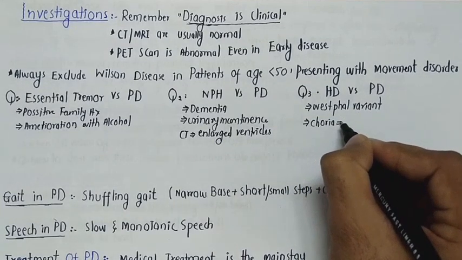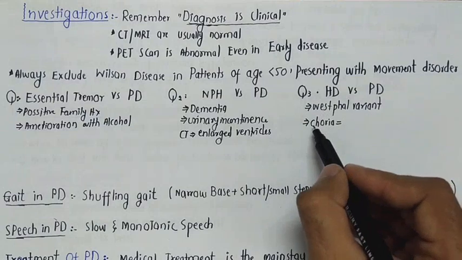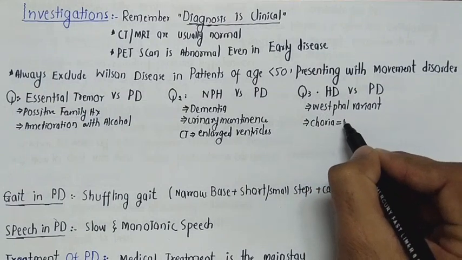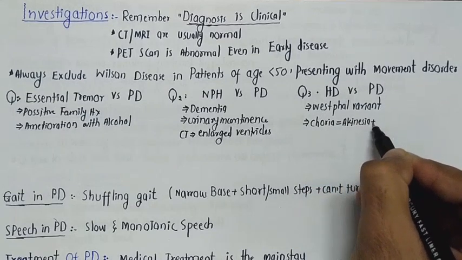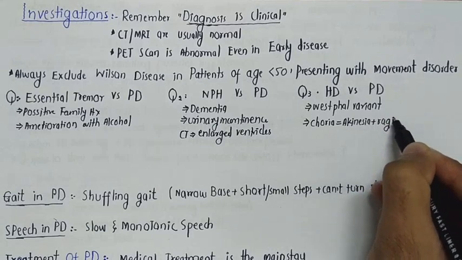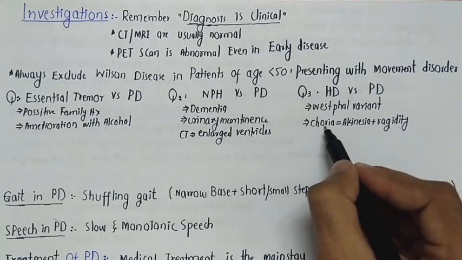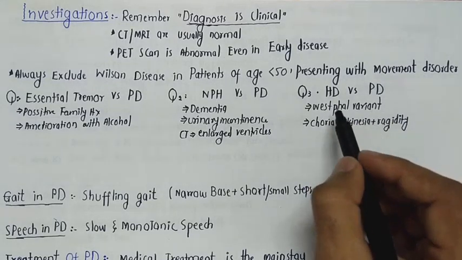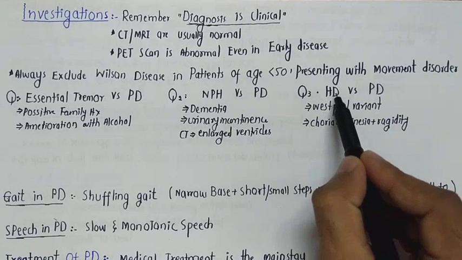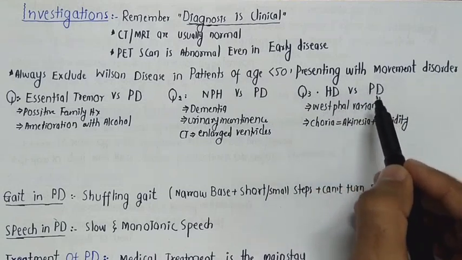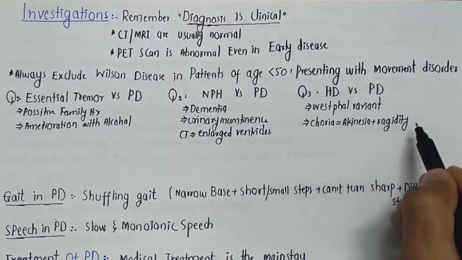is substituted for akinesia and rigidity. So in Westphal variant of Huntington disease, the chorea is substituted for akinesia and rigidity, and it becomes very difficult for the doctor to differentiate between this Westphal variant of Huntington disease and Parkinson's disease, because in Parkinson's disease we also have this akinesia or bradykinesia and rigidity.